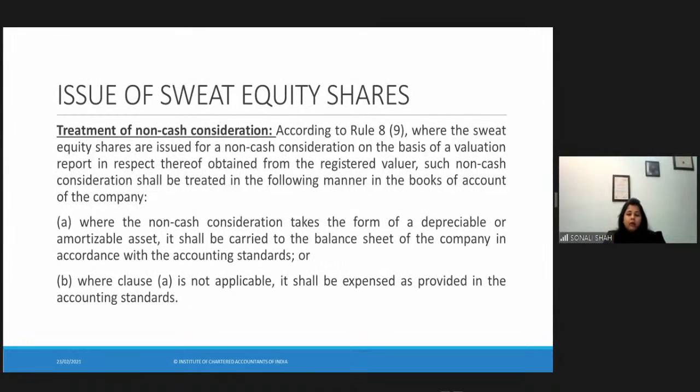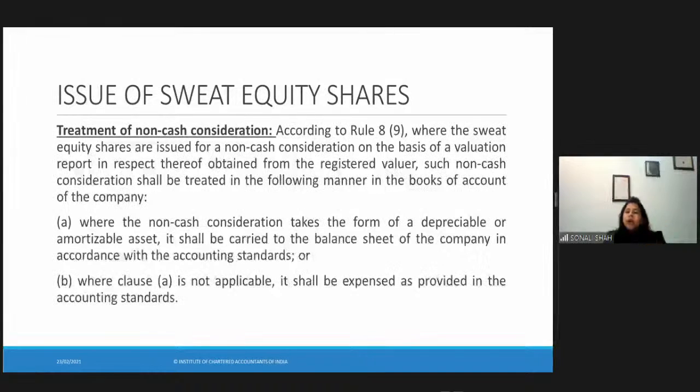So what if the sweat equity shares are allotted in return of non-cash consideration? So in return of IPR, I am allotted sweat equity. So how this amount is treated in the books of account of the company, that is provided in rule 8(9). So this you will understand when you will be studying accounting of non-cash consideration.